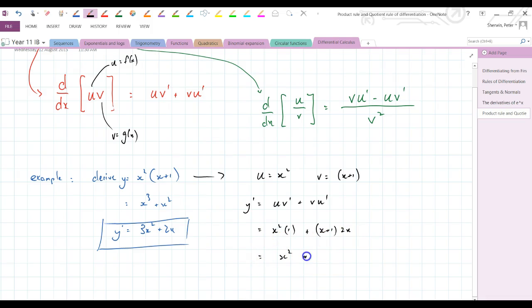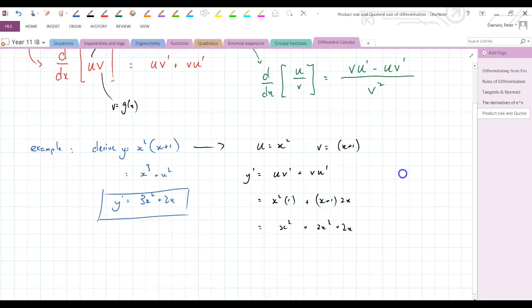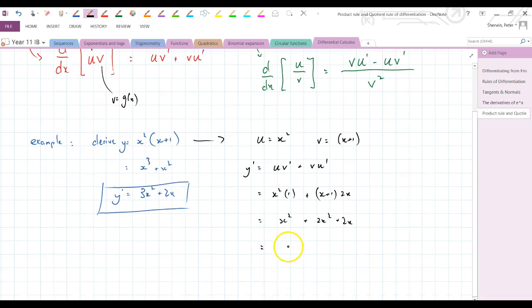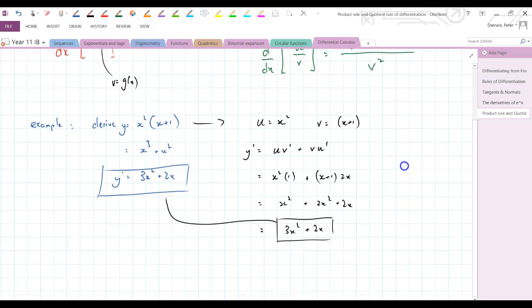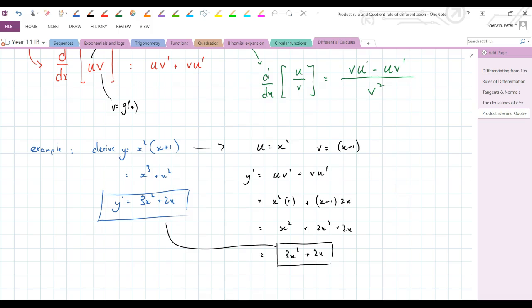Expand this out, you've got x squared plus 2x squared plus 2x. And if you combine like terms, you've got 3x squared plus 2x. And you can see we get the same result. So that's the product rule and how that works. I could show you that, but I'm sure you believe me.